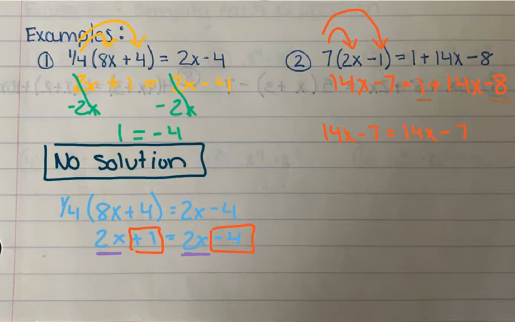14x minus 7. So what we should be able to recognize here is that our coefficients are the same and our constants are the same. So this is infinitely many solutions. But let's take a look at why. So if I were to finish solving this and I subtracted 14x on both sides, I end up with -7 equals -7.